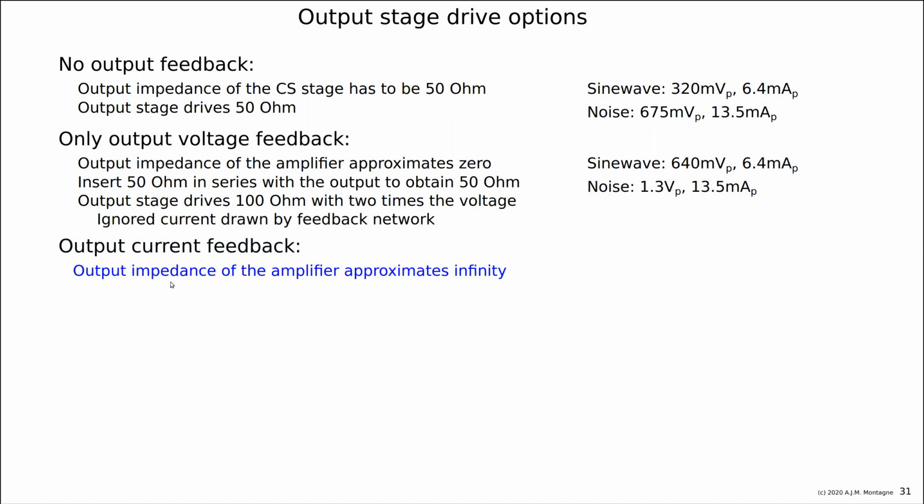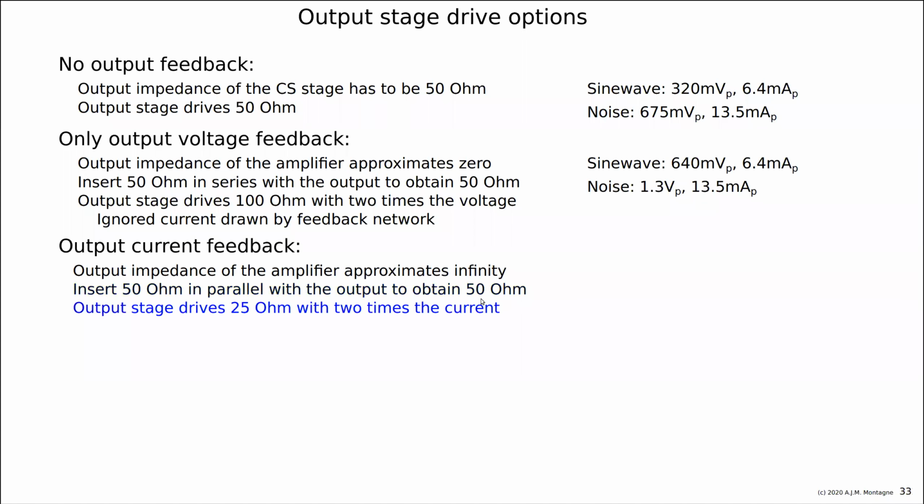So in this case, the output impedance of the amplifier approximates infinity, which is also not what we want for driving the cable. We want to drive the cable with 50 ohm. But that's not a problem. If we have infinity, we can just place something in parallel with it to get 50 ohm, and that something, of course, is 50 ohm. But then the amplifier has to drive 50 ohm of the cable in parallel with this brute force impedance matching resistor, which means that we have to drive 25 ohm, which means 2 times the current.